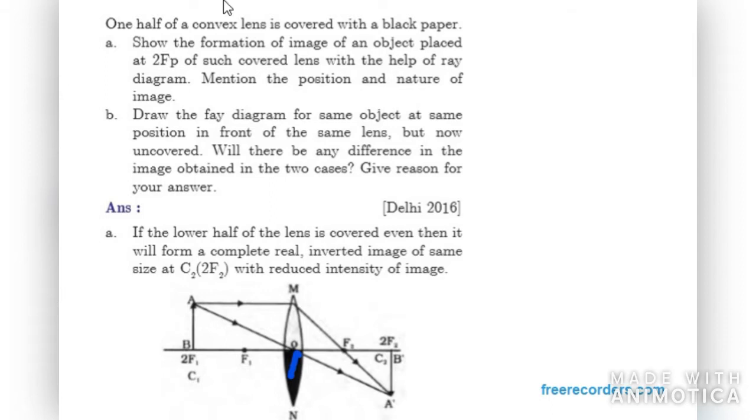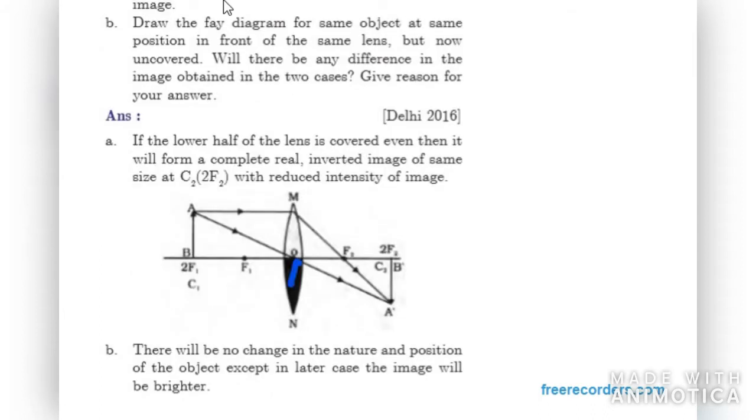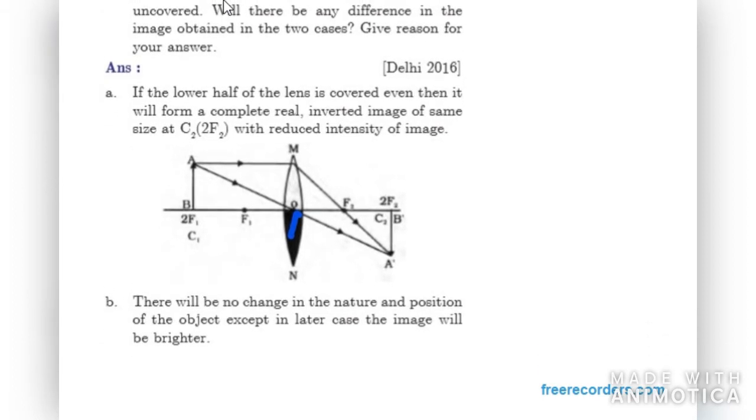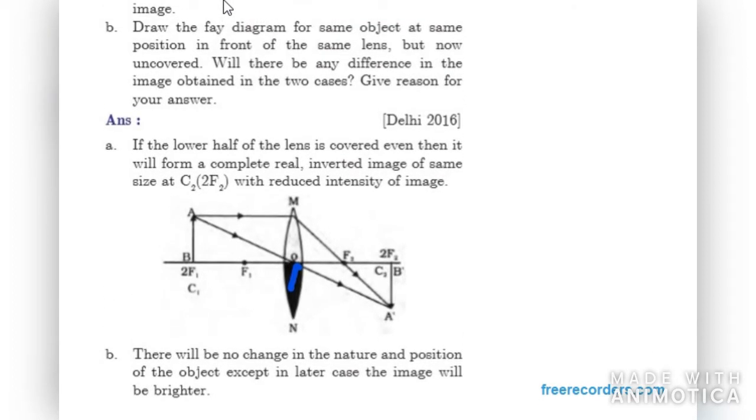Now it says draw the ray diagram for the same object at the same position in front of the same lens, but now uncovered. Will there be any difference in the image obtained in the two cases? Give reasons for your answer. So as I said earlier, there won't be any change in the nature and position of the image because the black paper cannot change the image. So here you can write there will be some intensity change in this case only. Thus, there is no other change in this. So, moving on to next.